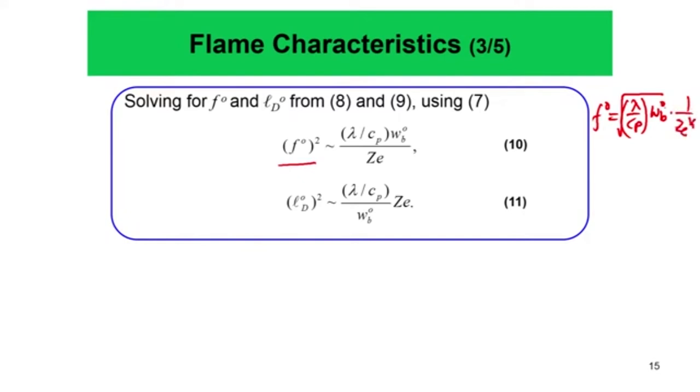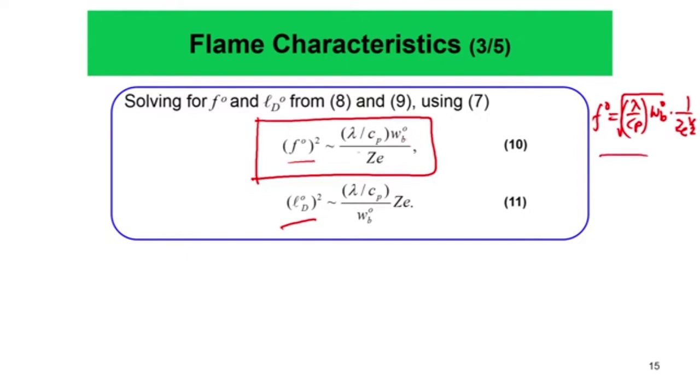So here you get plenty of information about premixed flames. Also you can of course find that LD0 is equal to lambda by Cp times WB0 times the Zeldovich number. But as I said, the burning flux or the burning velocity is the most important property of a premixed flame, and from this very simple consideration itself you can get plenty of information. One has to always remember this: F0 is essentially equal to the square root of lambda by Cp times WB0 times the Zeldovich number.